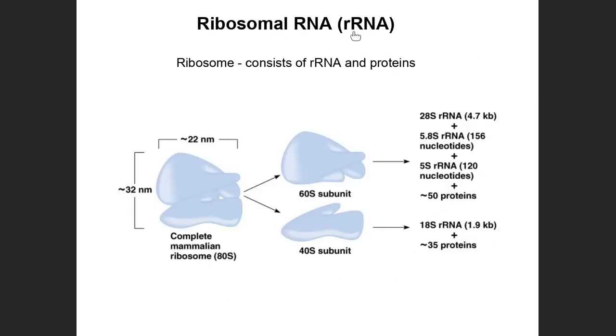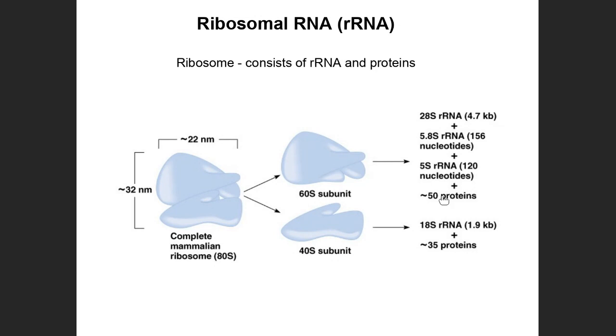Then there's also RNA known as ribosomal RNA. All I want you to know for ribosomal RNA is that ribosomal RNA will complex together with proteins to form our ribosomes. So again, ribosomal RNA will come together and bind with proteins, forming a larger structure called a ribosome.